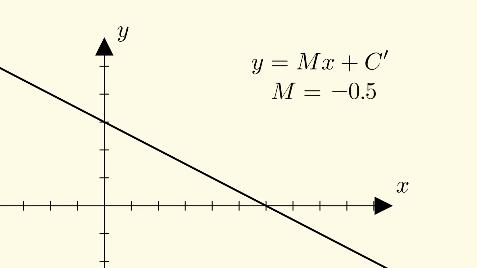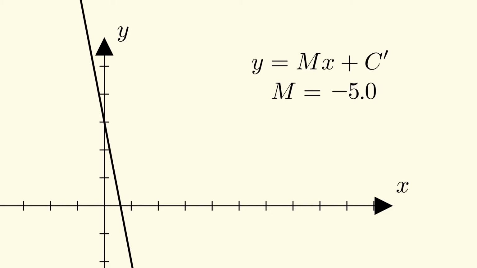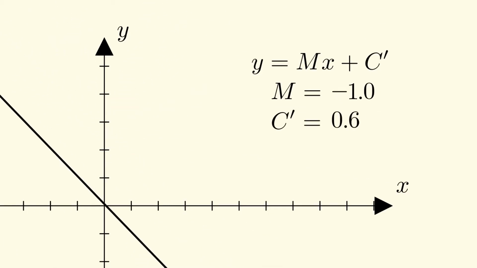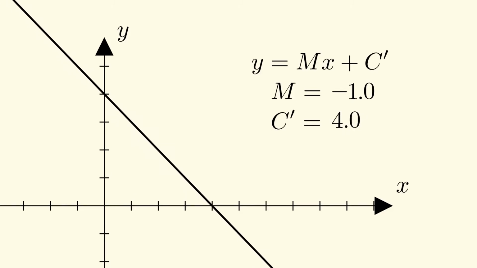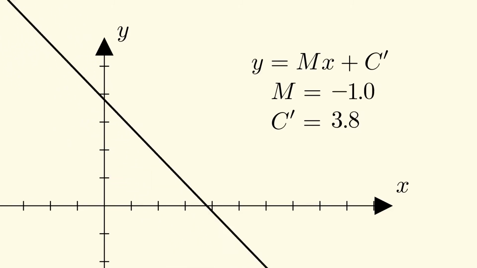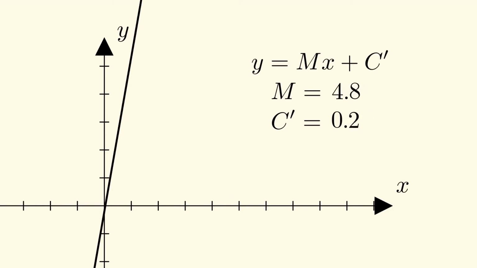Here m is the slope of the line, and changing it changes how steep the line is. And c prime is the number at which the line cuts the y-axis. By changing the values of these two variables, we can get any line in the xy plane. Now it is at this point that we make an important observation about linear graphs.